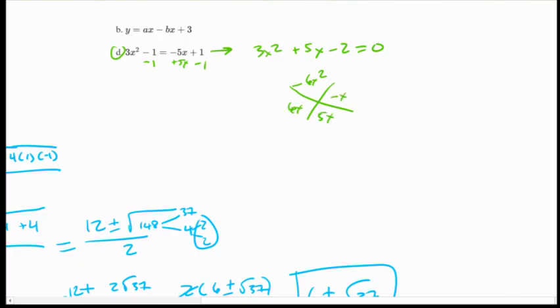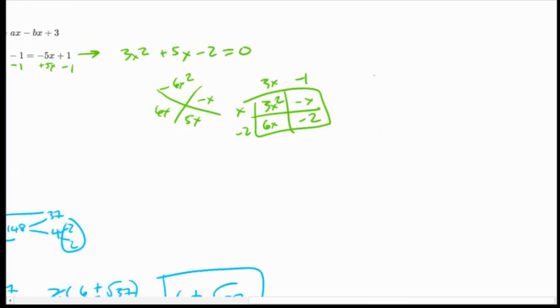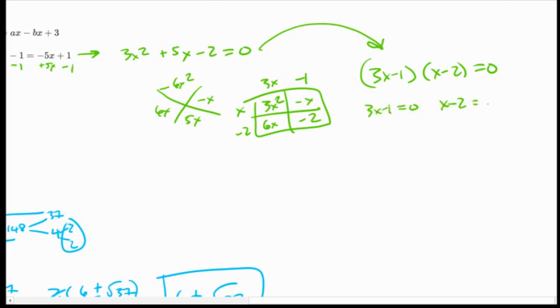6x and negative x. Nice. First term, first box. Last term, last box. I broke up the middle term into 6x and negative x. And then we got 3x minus 1 times x minus 2 equals 0. So I factored this. And then I set each one equal to 0 to solve. And I get 1/3 and 2 as my answers.